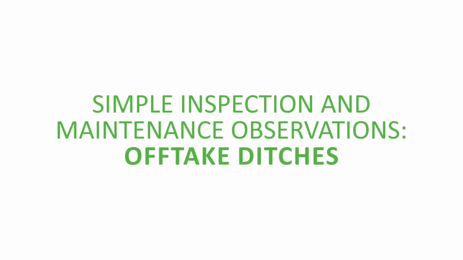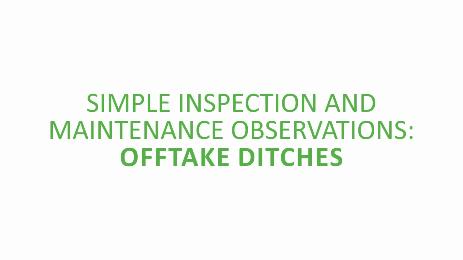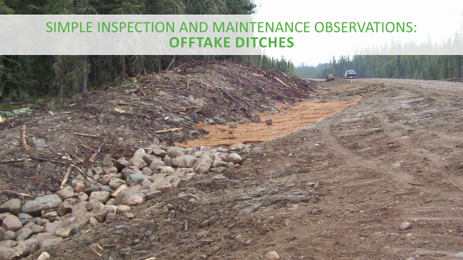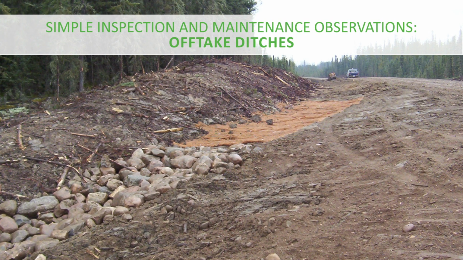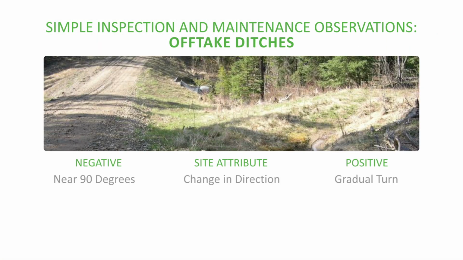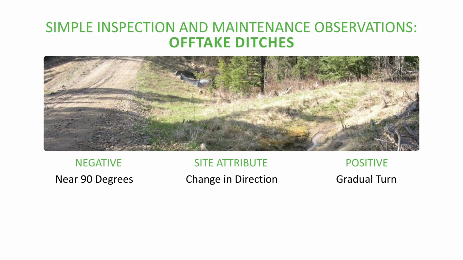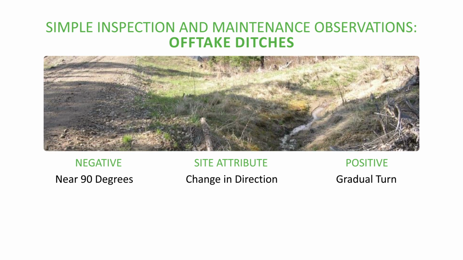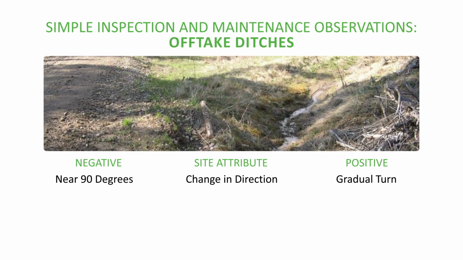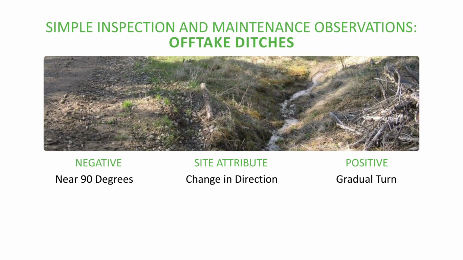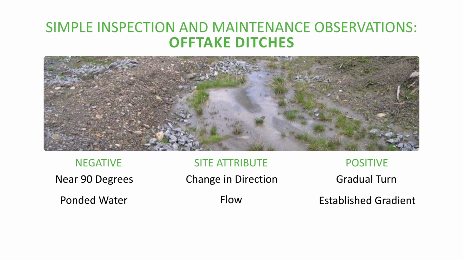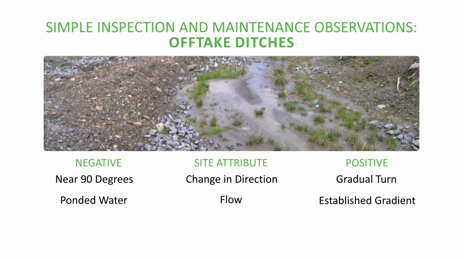Simple inspection and maintenance observations. Offtake ditches. Offtake ditches are simpler and easier to inspect, but let's not overlook their presence. The change in direction at the start of the offtake should be gradual. A sharp turn will tend to promote scour and erosion over time. The flow should be continuous with enough grade towards the forest floor. Water ponding will create long-term issues and sediment buildup.